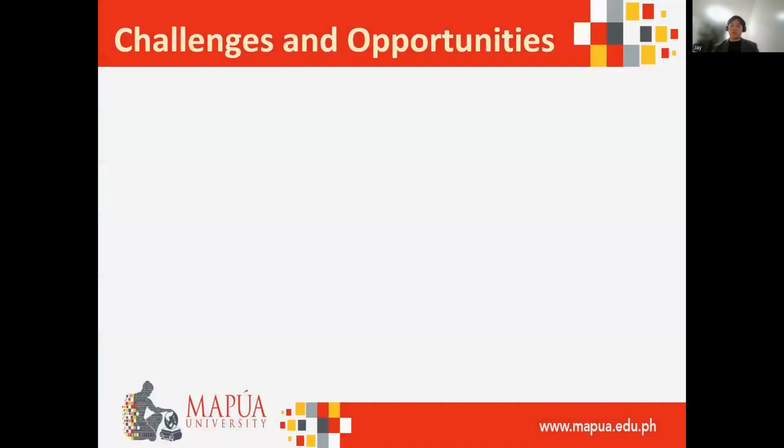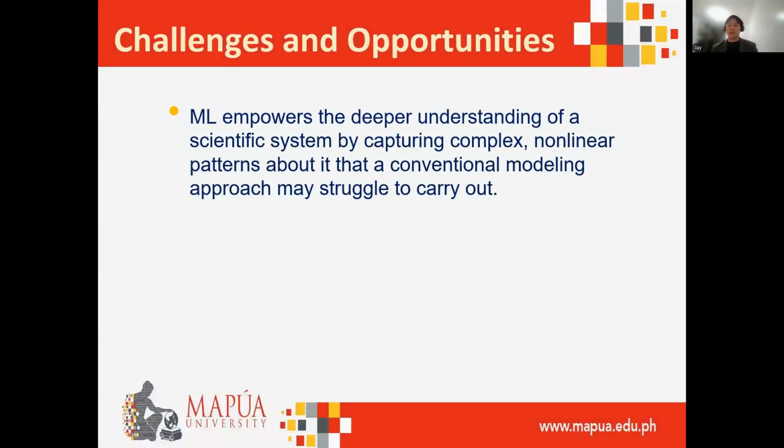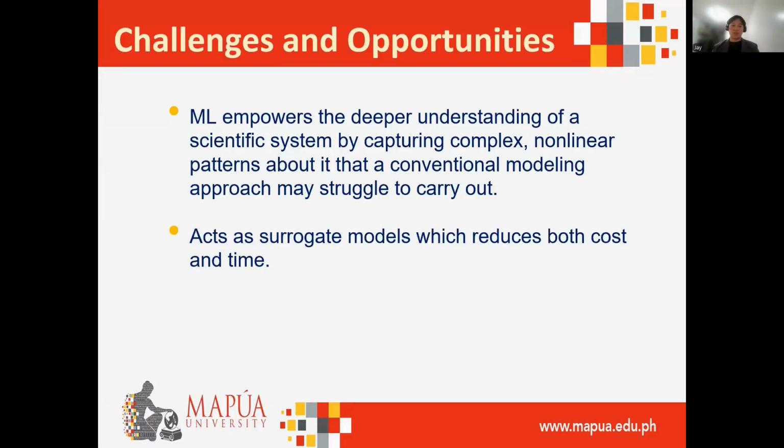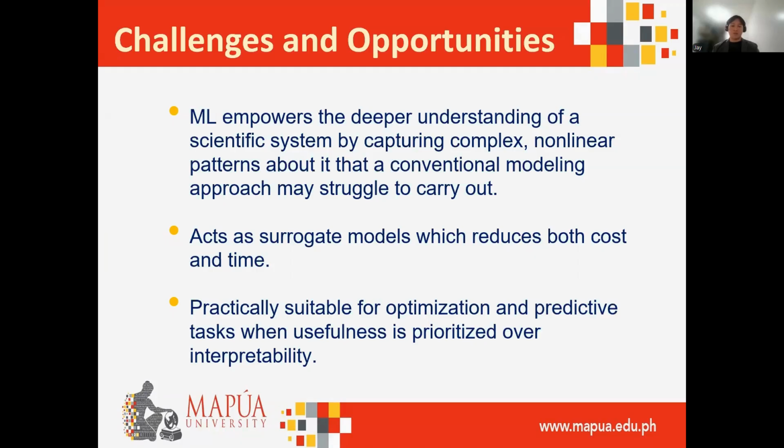So machine learning involves the development and study of statistical algorithms that can learn from data and generalize to unseen data without explicit instruction. So ML empowers a deeper understanding of a scientific system by capturing complex, nonlinear patterns about it that a conventional modeling approach may struggle to capture. Also, they act as surrogate models, which reduce both cost and time and are practically suitable for optimization and predictive tasks when usefulness is prioritized over interpretability.